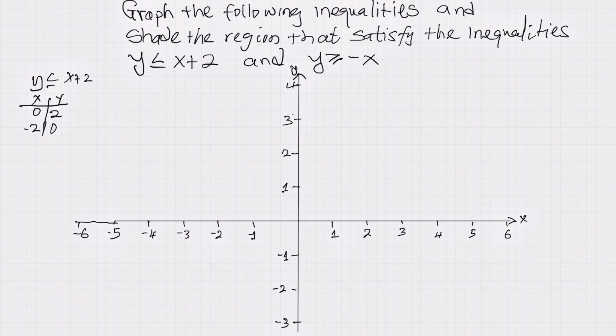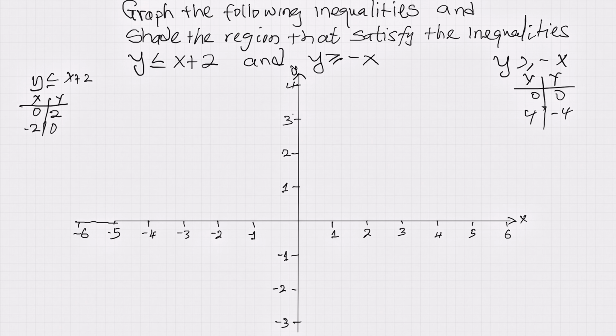So let's look at y greater than or equal to negative x. Let's get some x and y coordinates. So when x is 0, y will be 0. And when x is 4, y will be negative 4. All right, let's use those coordinates to plot it. So now let's plot the graph on this xy plane.